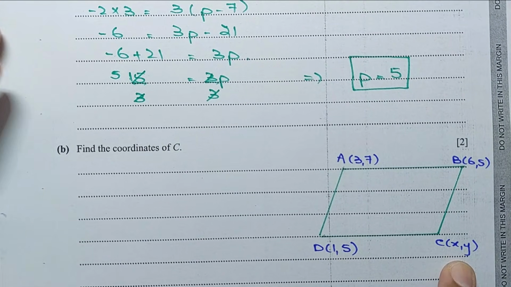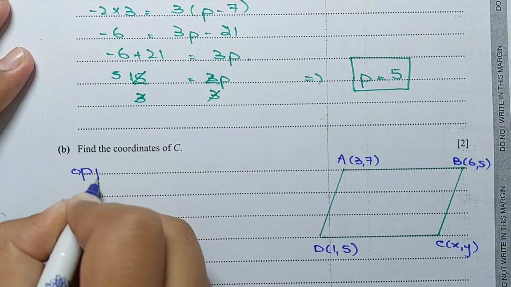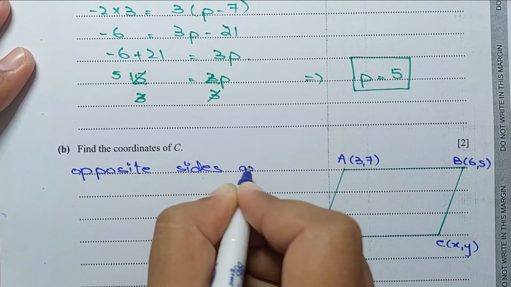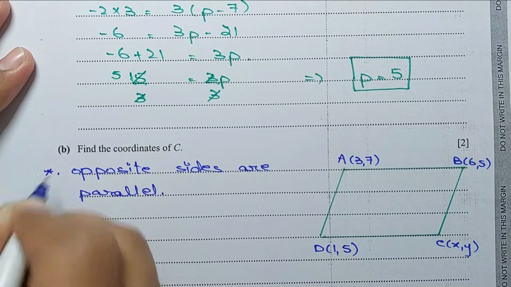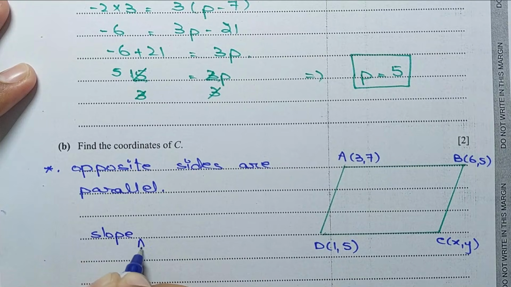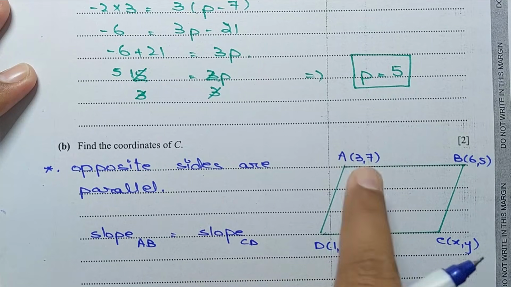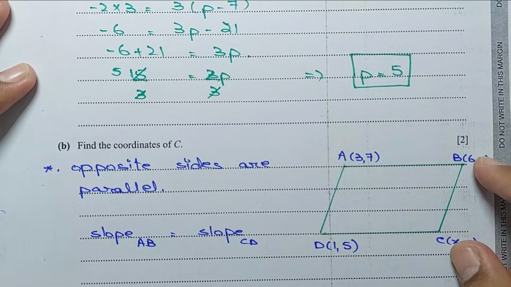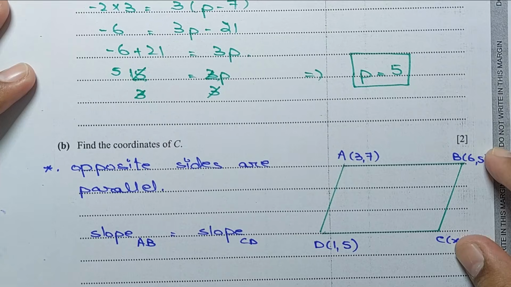Okay, we need to solve for C. Opposite sides of a parallelogram are parallel. So when opposite sides are parallel, it means the slope of AB is equal to the slope of CD. AB and DC, these slopes are equal. The slope of AD and the slope of BC are equal. These two sides are parallel, their slopes are the same. These two sides are parallel, their slopes are the same.